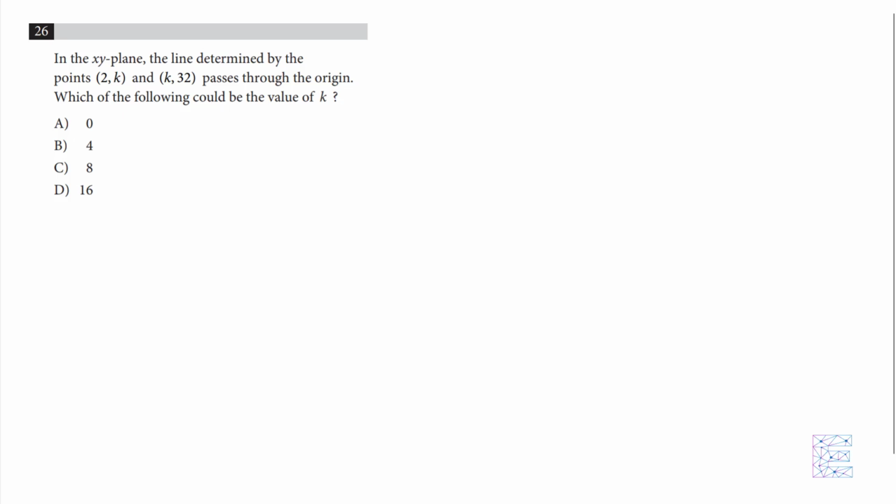In the xy plane, the line determined by points (2, k) and (k, 32) passes through the origin. Which of the following could be the value of k? So let's try to figure out what concept this question is going for.